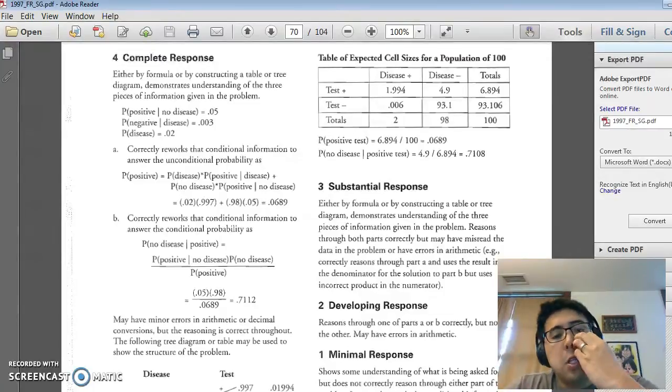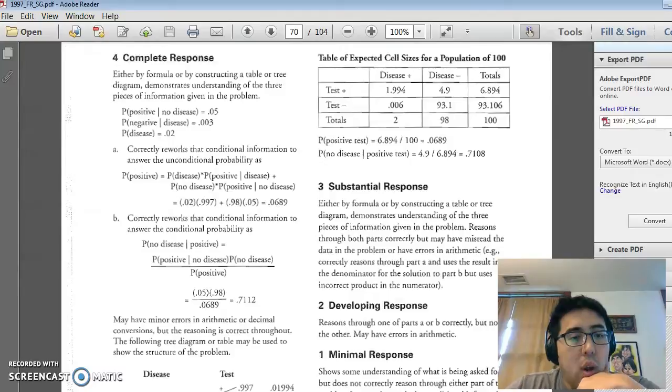Okay, so this is what we got. Sorry, I misunderstood that. Okay, so that's part A, 0.0689, which it looks like we would get full credit here.